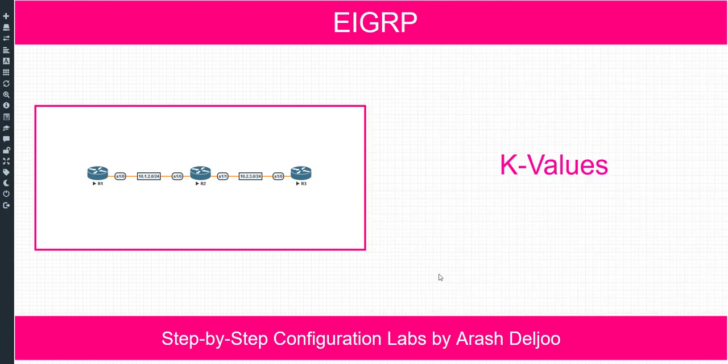Now we know how we can configure EIGRP K values, but the best practice says that you don't need to configure EIGRP K values, and the default values are acceptable in most cases.